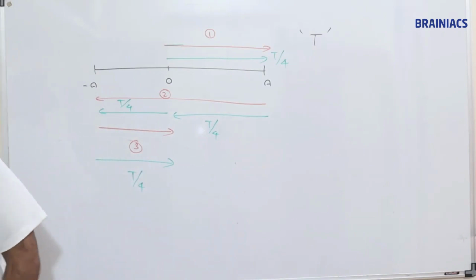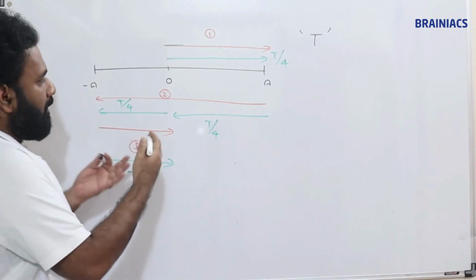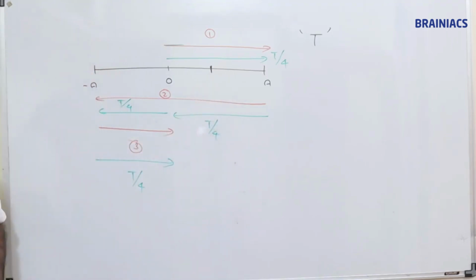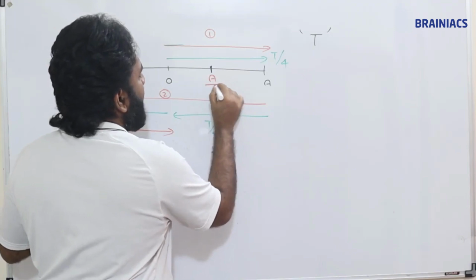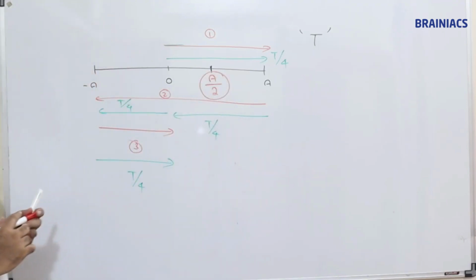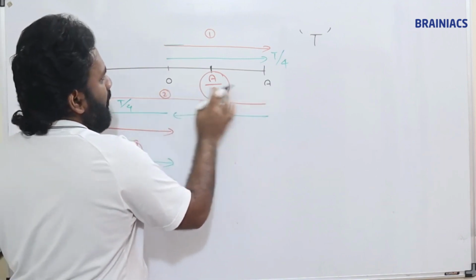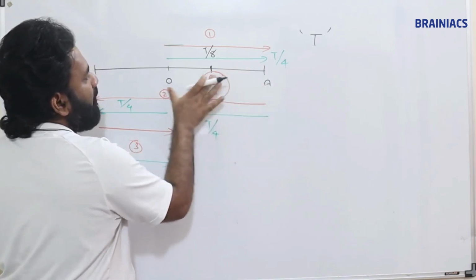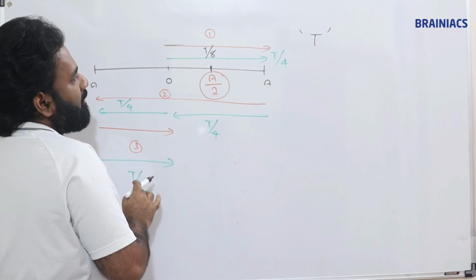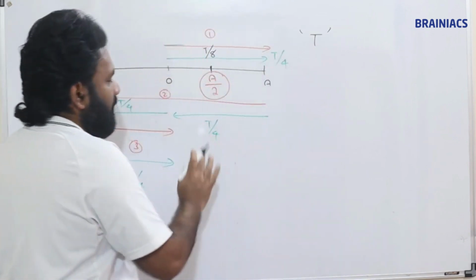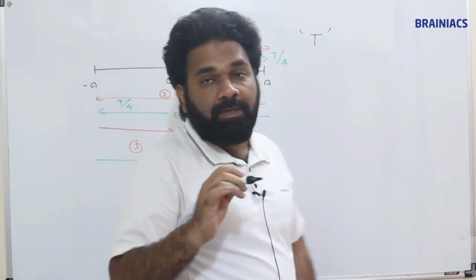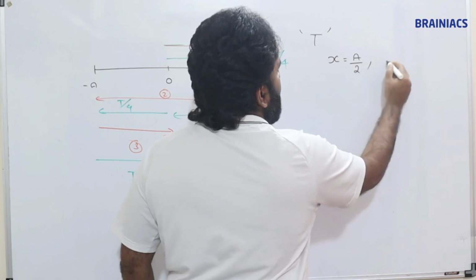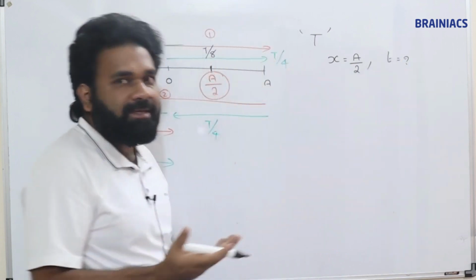So with this introduction I am going to get into the real discussion of today's lecture. When I mark this spot here, we could say this is going to be a by 2, half of the amplitude. If this is T by 4, we might think this is going to be T by 8, half of this time, but if we think like that, then things will go wrong. Say for example, if the instantaneous position of a particle is a by 2, that is displacement is a by 2, then what is the time instant based on the time period?